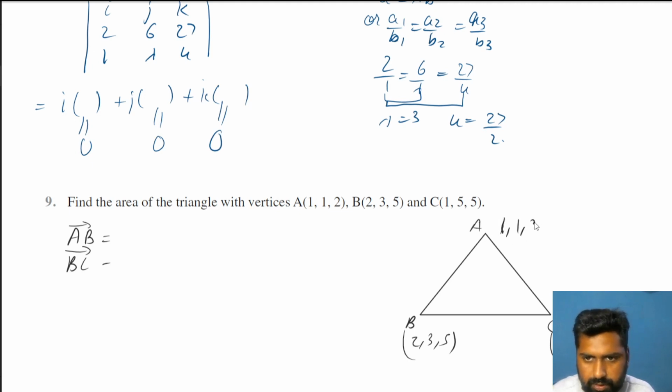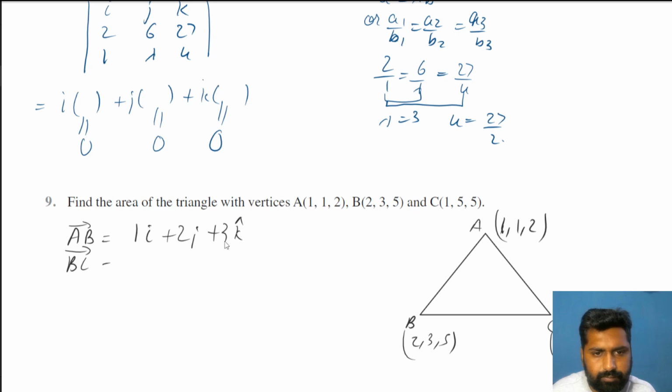So B minus A. Don't even write the B vector, directly subtract them: 2 minus 1, 1I; 3 minus 1, 2J; and 5 minus 2, 3K. Similarly for the BC vector, C minus B: 1 minus 2, minus 1I; 5 minus 3, 2J; 5 minus 5, 0K.